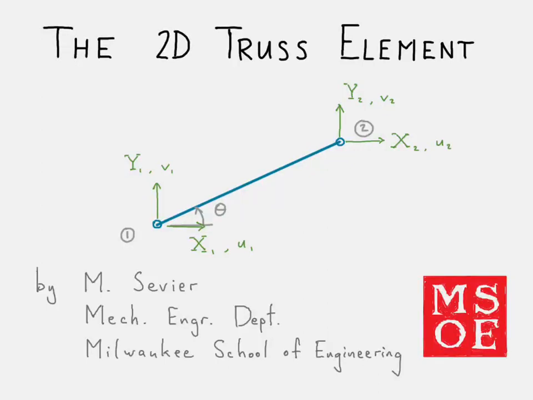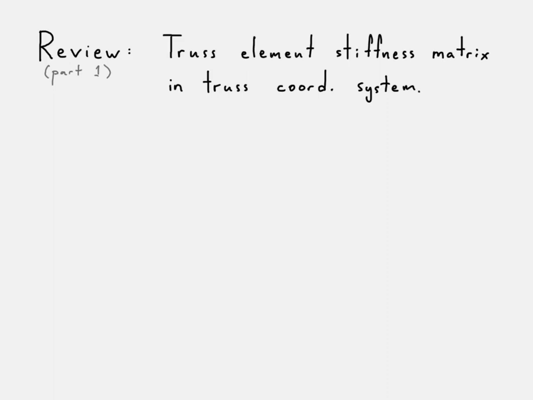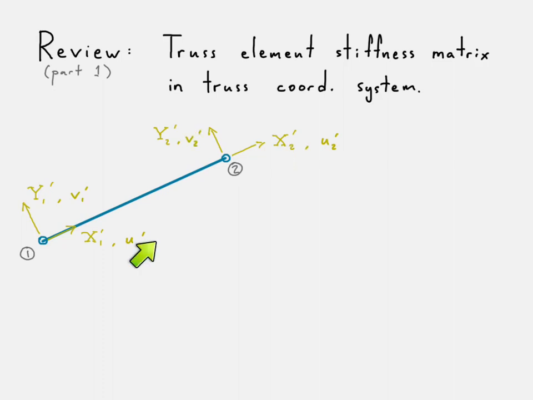Here we're taking a look at the two-dimensional truss element. So let's start with a review. We have the truss element stiffness matrix in the element's own coordinate system. So let's go ahead and draw the element. Here's the element's own coordinate system. That little prime there is meant to indicate the elemental coordinate system.